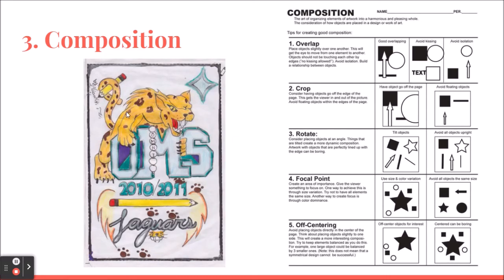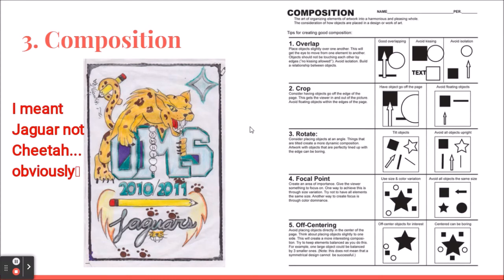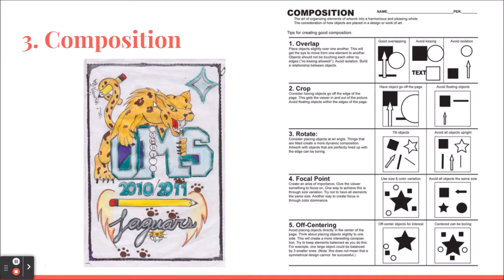This one, there's overlapping with the cheetah going over the letters. The focal point is definitely in the middle. It's not quite off-centered, but the cheetah isn't completely straight on, so it makes it have a little bit of movement to it. Also, not in this composition chart, but I like that they use yellow here and blues here and blues here, and repeated things. So repeating colors in different places, so it feels unified.